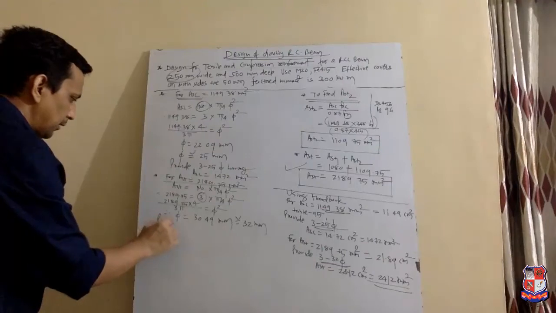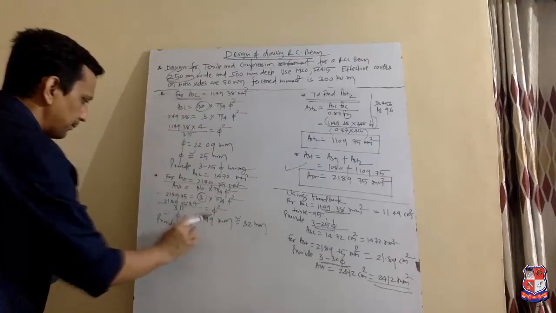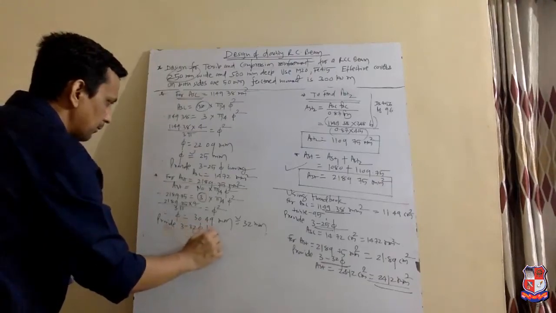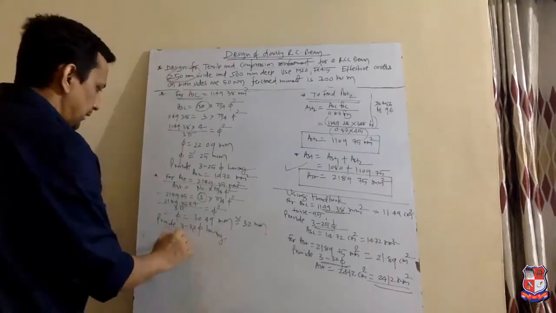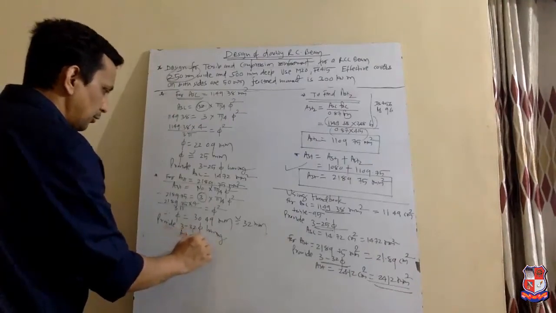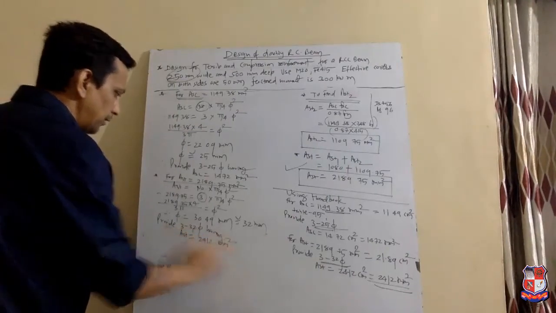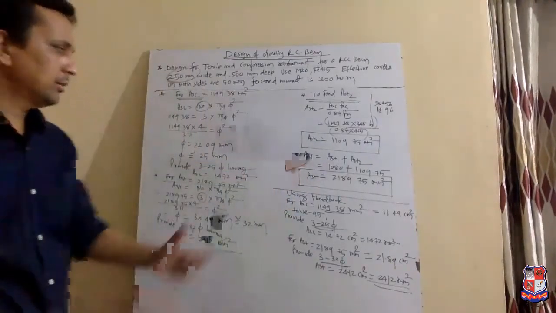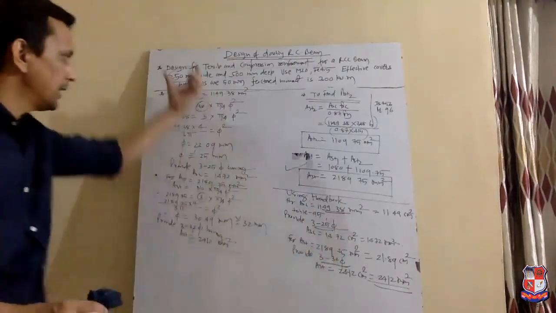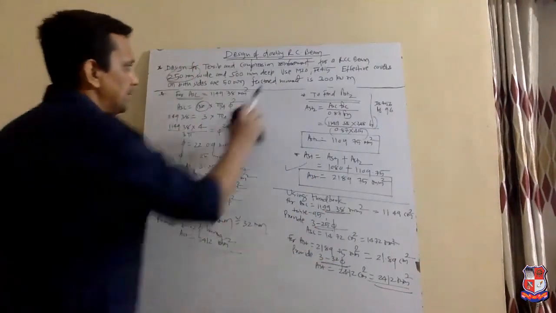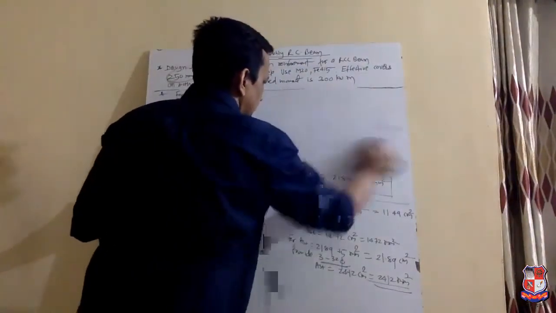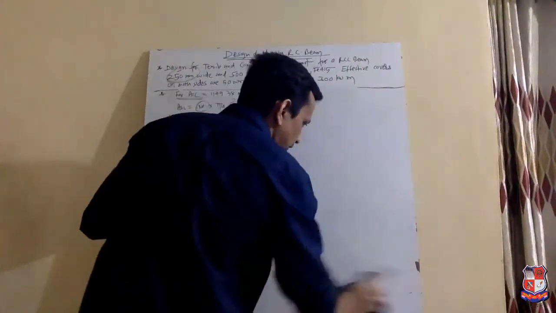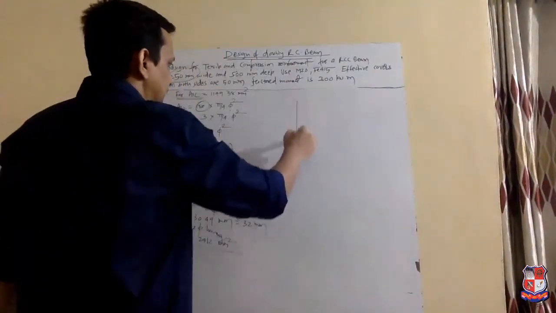So provide 3 number 32 dia having AST 2412 mm square. So either you can use the handbook or you can use this simple mathematical calculation. And finally, draw the cross section and show all the details that you have designed.